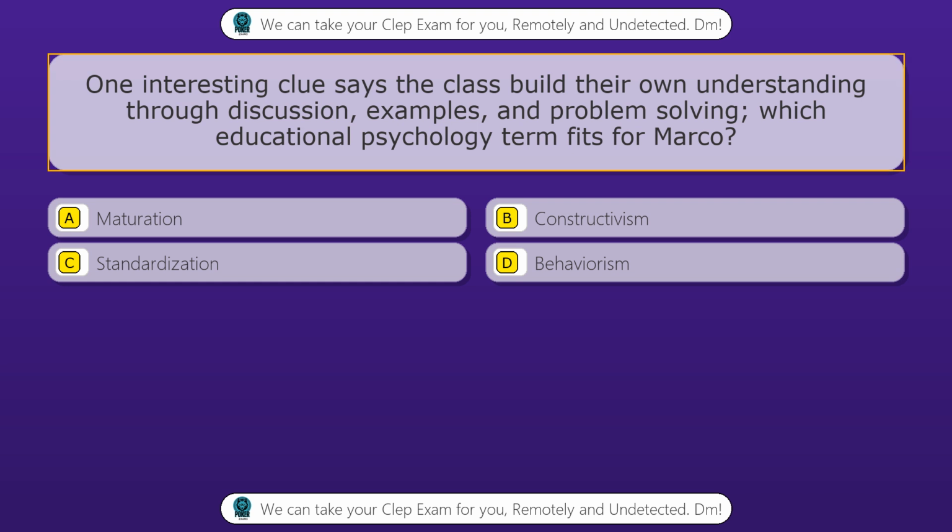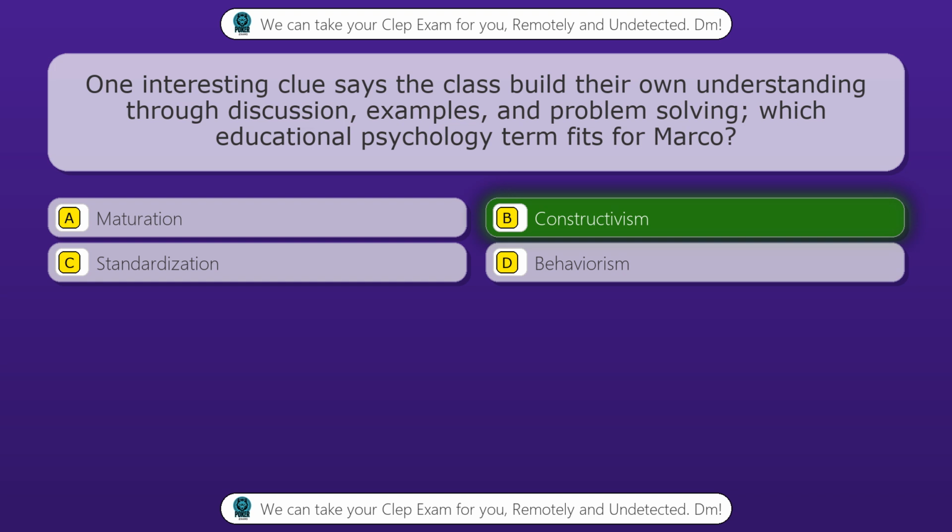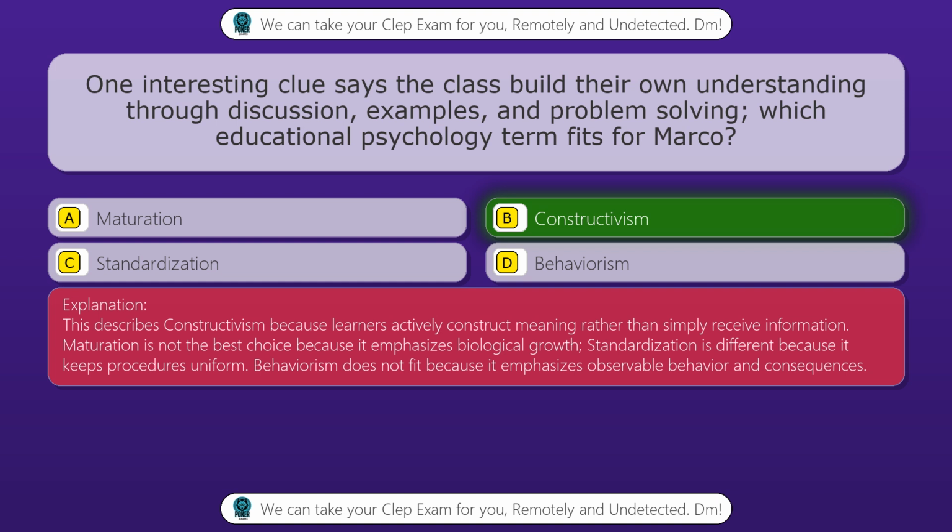Option A, maturation. Option B, constructivism. Option C, standardization. Option D, behaviorism. The correct answer is option B, constructivism. This describes constructivism because learners actively construct meaning rather than simply receive information.